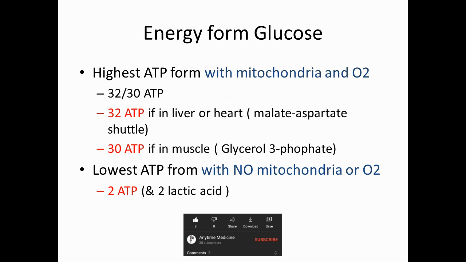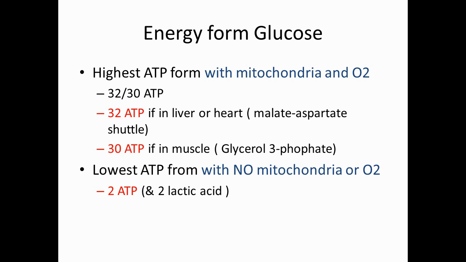So the last thing we are going to see is how much energy we get from one glucose. The highest ATP we get from glucose is 32 or 30 when there is mitochondria and oxygen available. 32 ATP we get in the liver and heart with the malate-aspartate shuttle, and 30 ATP we get in muscles from glycerol 3-phosphate. The lowest ATP we get is when there is no mitochondria and no oxygen. We get 2 ATP from the lactic acid pathway.